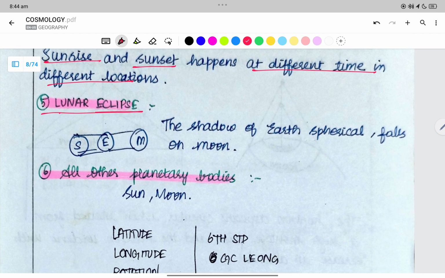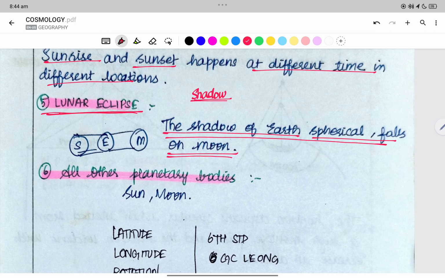Now we also see eclipses. Eclipse is when the shadow of the spherical earth falls on the moon, right? This is what we call the eclipse. When the shadow falls is what we call the eclipse. So when we have the lunar eclipse, the earth is in the middle, and then we have the moon, right? The shadow of the earth is received on the moon. It falls on the moon. So we are describing the shape of the earth. That is why we are using the lunar eclipse.